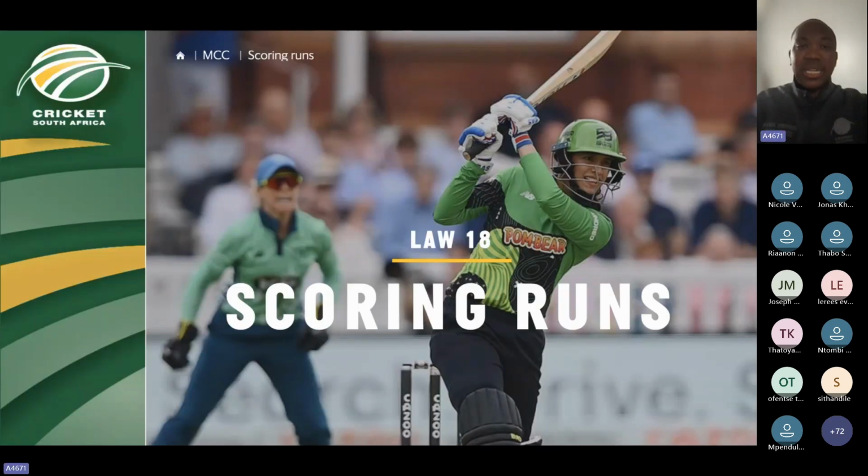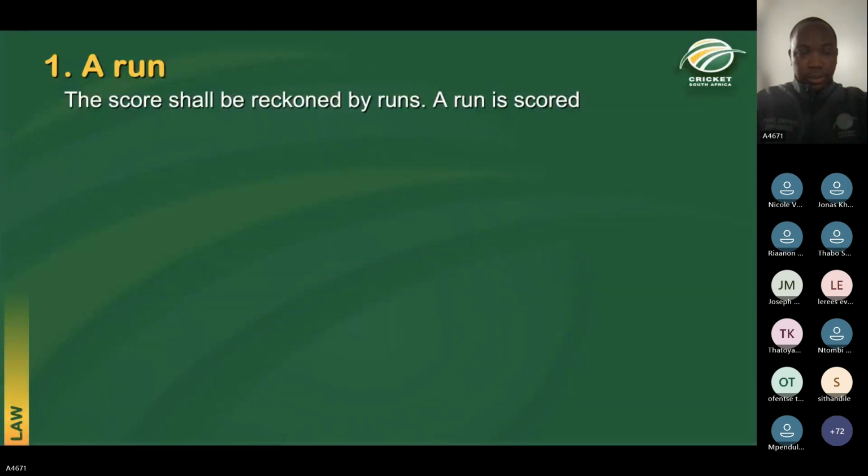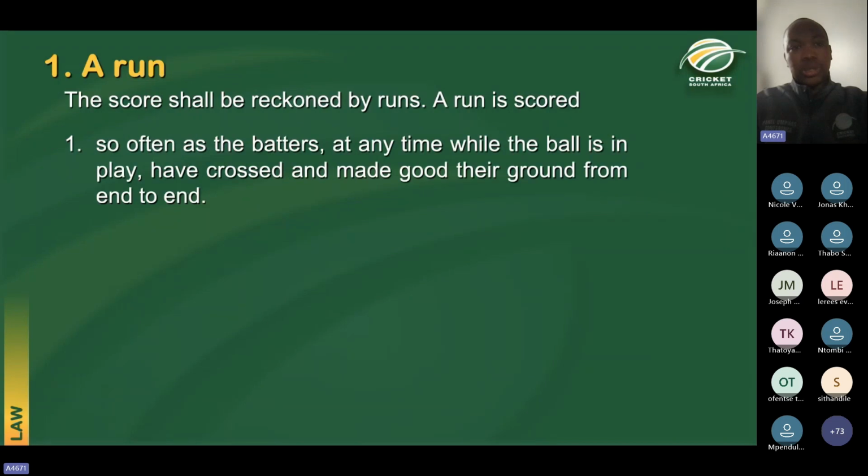That is law 17 done. We now move on to law 18, which is scoring runs. Law tells us that the score shall be reckoned by runs, and a run is scored in 3 different ways. The first way, so often as the batters at any time while the ball is in play have crossed and made good their ground from end to end, that shall be counted as a run each time they make good their ground on the opposite end.